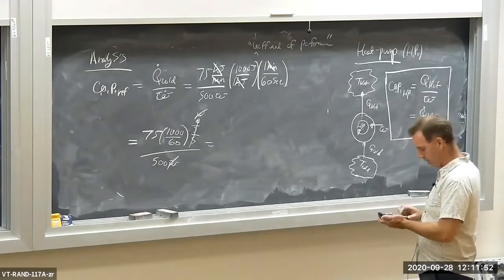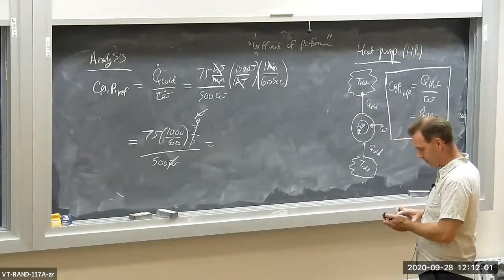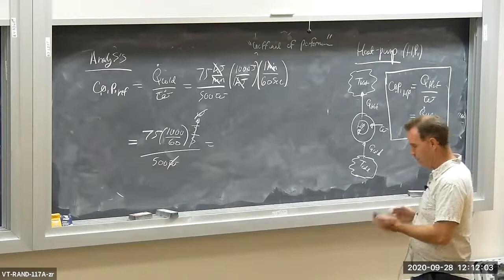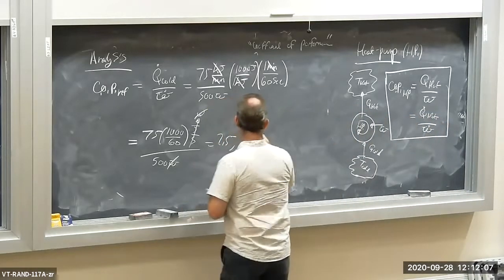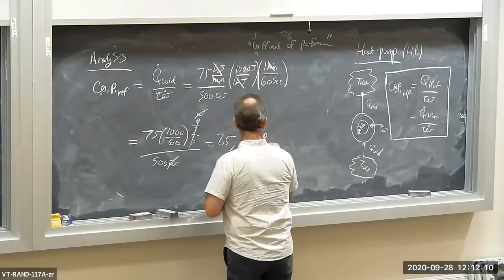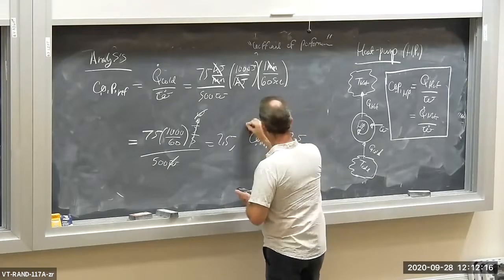Oops, hold on a second. 75 times 1,000 divided by 60. And then we're going to divide that by 500. 2.5. So COP, if we treat this as a refrigerator, is equal to 2.5.